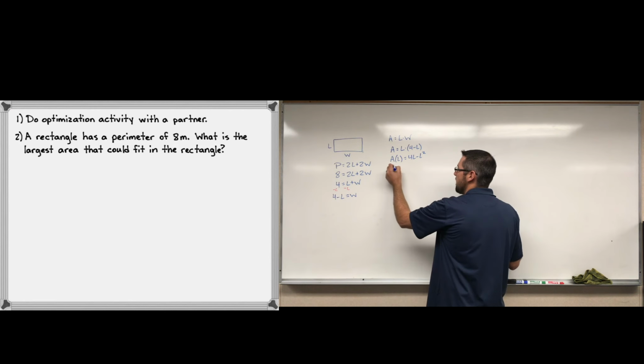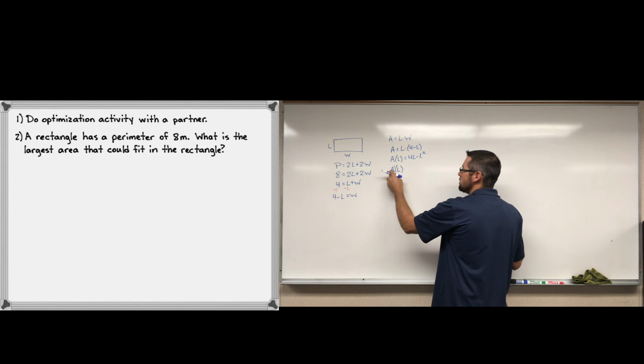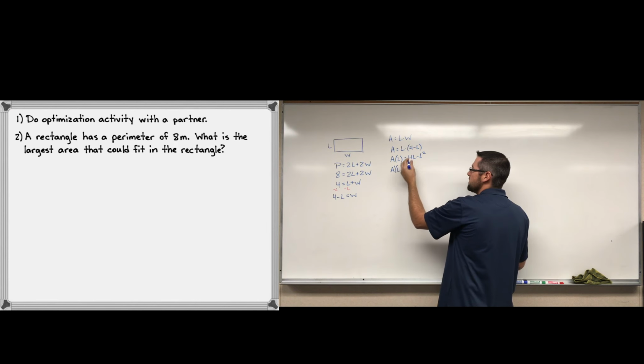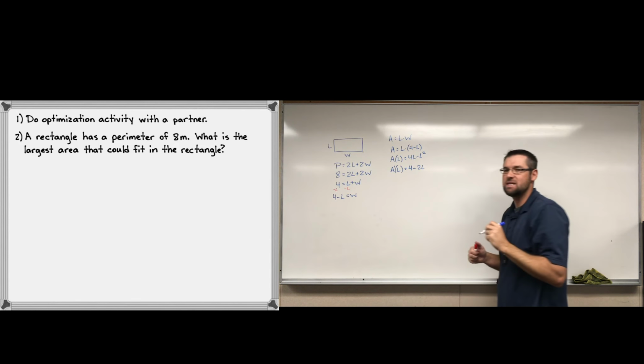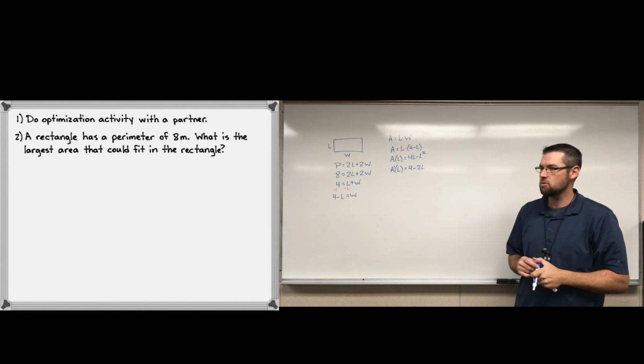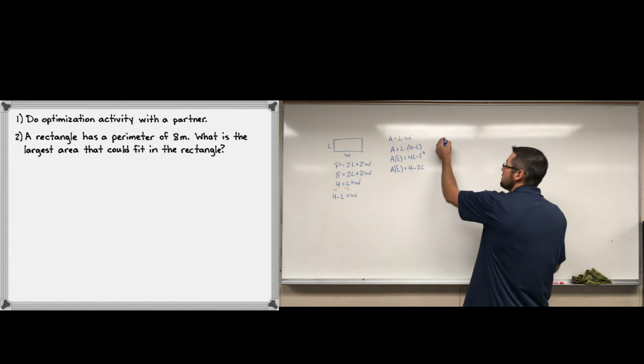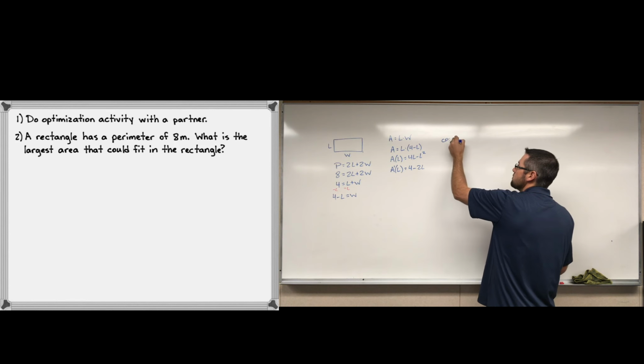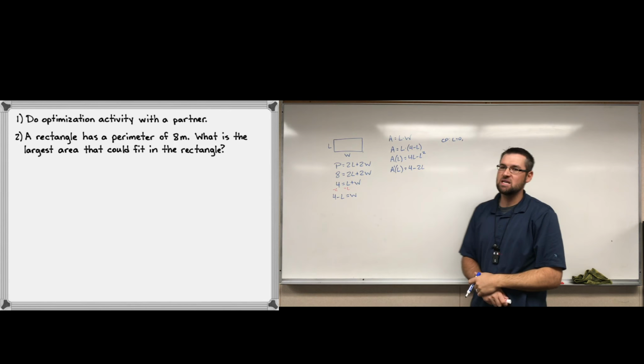Derivative. So A prime of L, where A is the function and L is the variable. Derivative is 4 minus 2L. What is the least value of L? What is the smallest L value? Okay, critical points are when L equals 0. What is the biggest value of L?